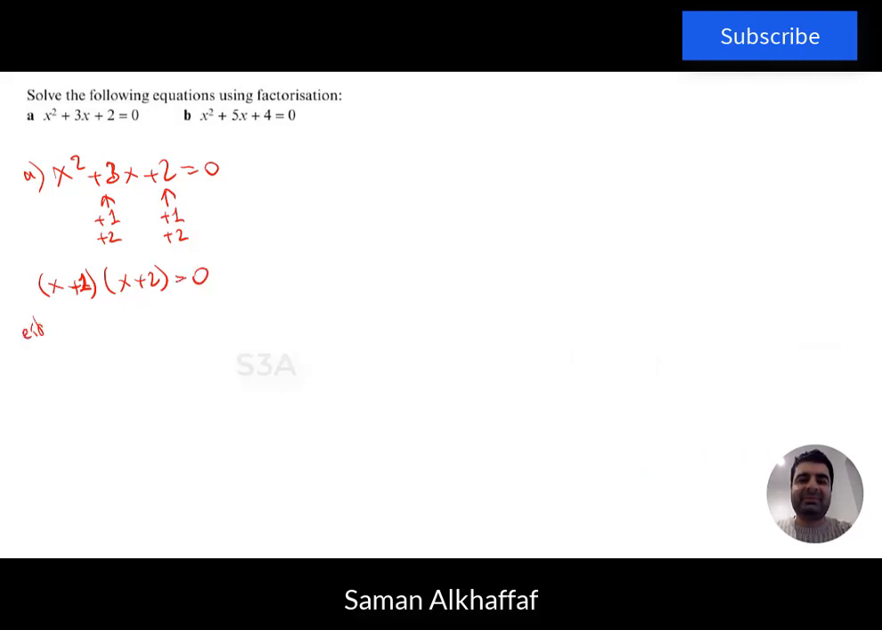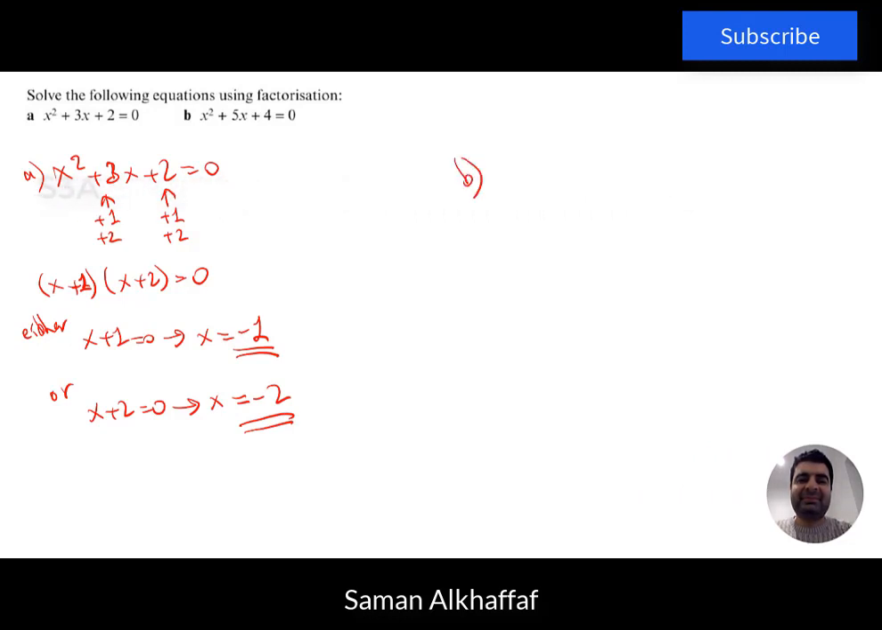So we equate the first bracket to 0, so that would be x plus 1 equal 0, so x will be minus 1, that's the first value of x, or when x plus 2 equals 0, we would have x equal minus 2, which is the second value for x.